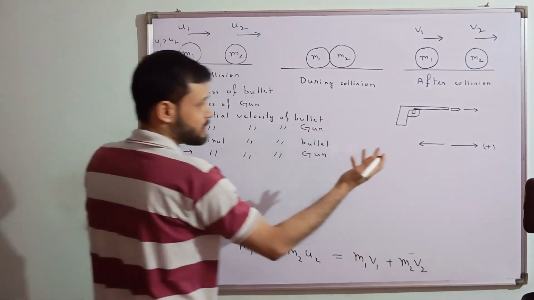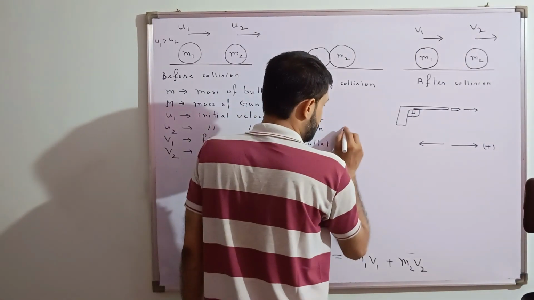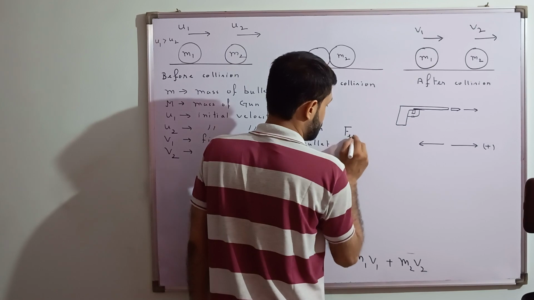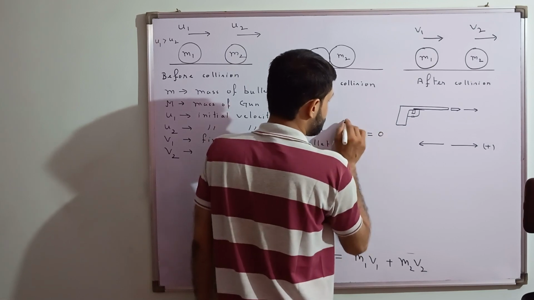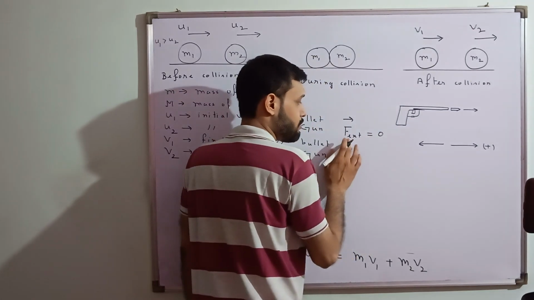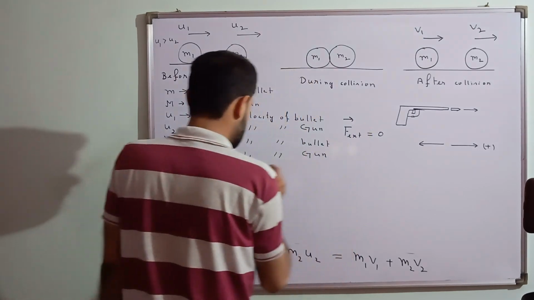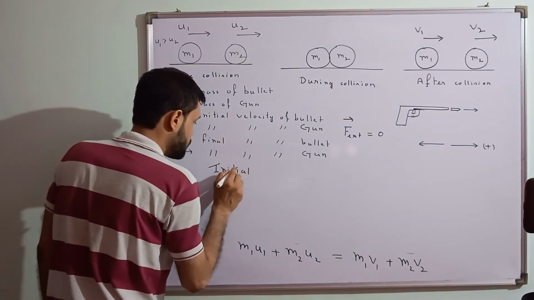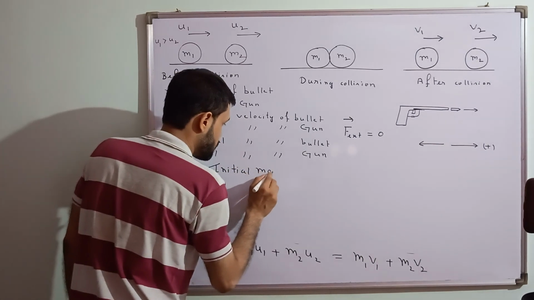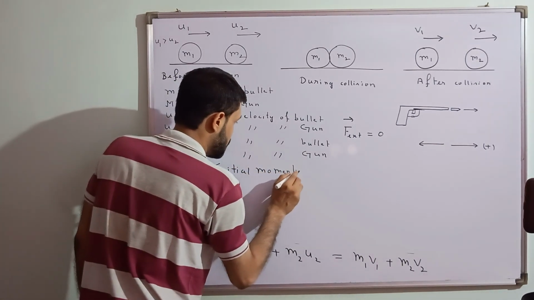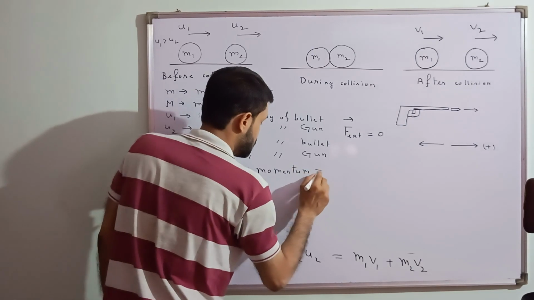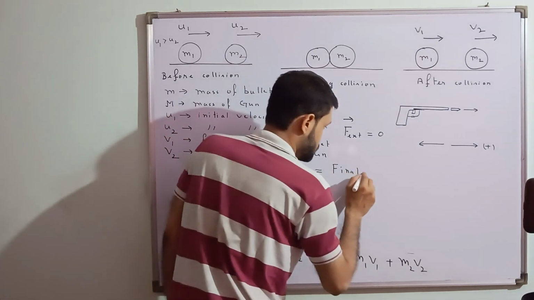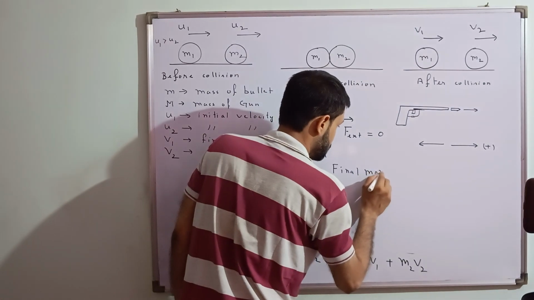So there is no external force; F external in this case is equal to 0. That means momentum of the system remains conserved. That means initial momentum is going to be equal to the final momentum. So this is what we are doing now.